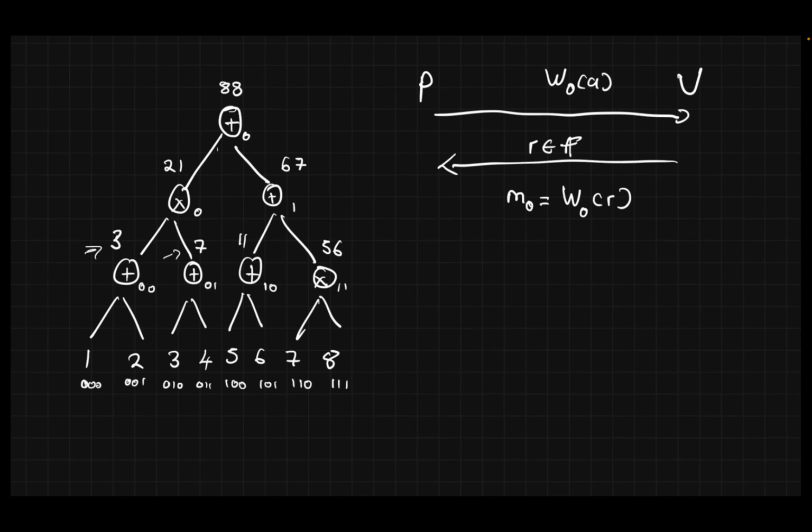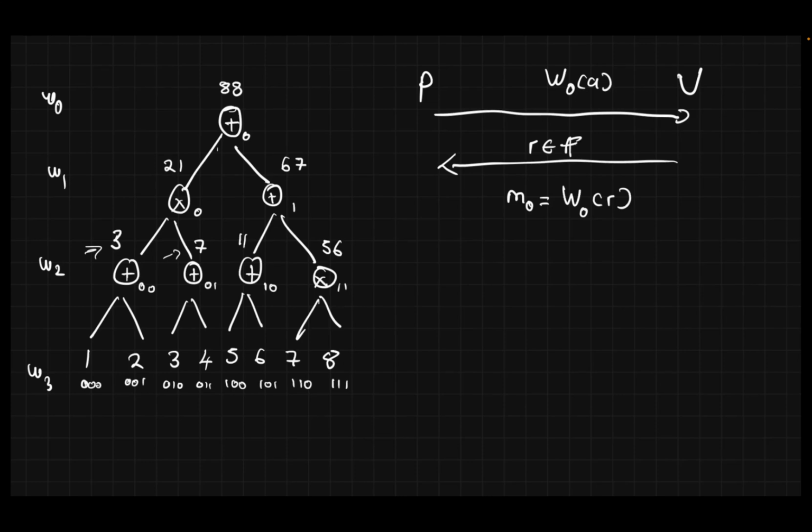Now we need to prove that this is correct. The problem right now is that the verifier doesn't trust this W0, right? It was given to him by the prover. The only thing that the verifier trusts is W3. This is W3, this is W2, this is W1, this is W0. Any question?